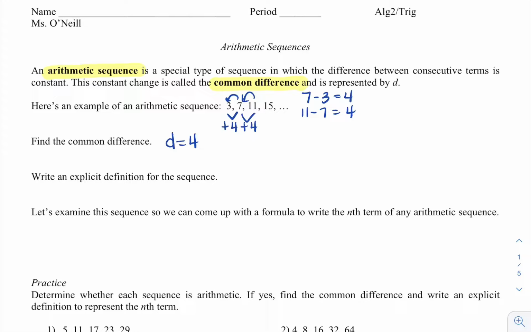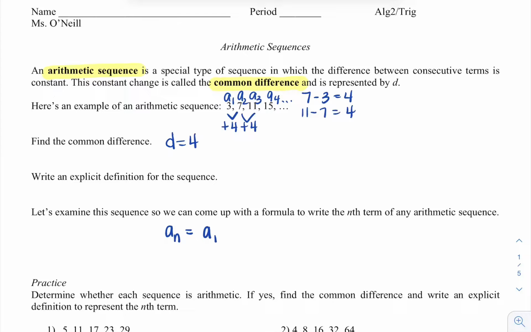Okay, so to write an explicit definition for an arithmetic sequence, this is the formula you'll need to remember. A sub n stands for the nth term, okay? So that's some unknown term in the sequence. You're always going to begin by adding your very first term. A1 in this particular case would be 3. That's the very first term that I have in my series. My second term would be A2, my third term would be A3, my fourth term would be A4, and so on and so forth until I get to the nth term.